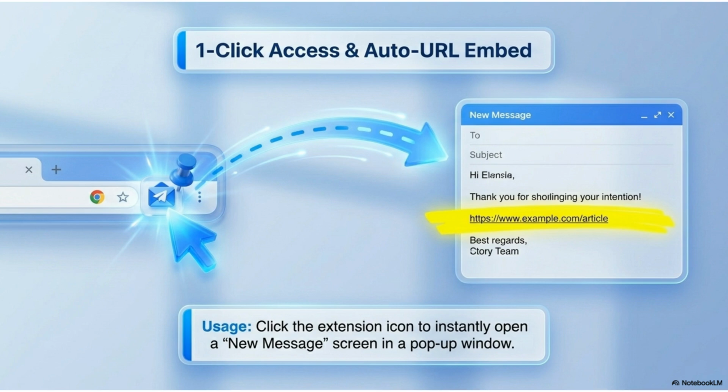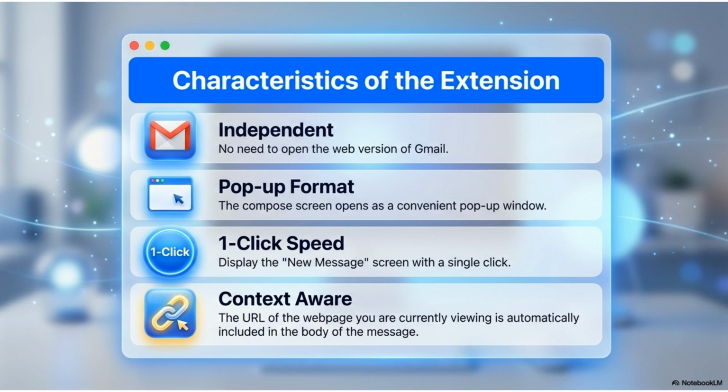One-click access and auto URL embed. Using it is incredibly fast. Just click the extension icon in your toolbar to instantly open a new message pop-up. A unique time-saving feature is that it automatically inserts the page title into the subject line and the URL of the website you're viewing into the message body.